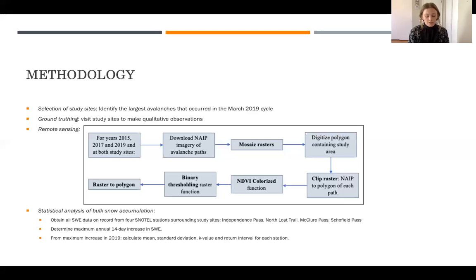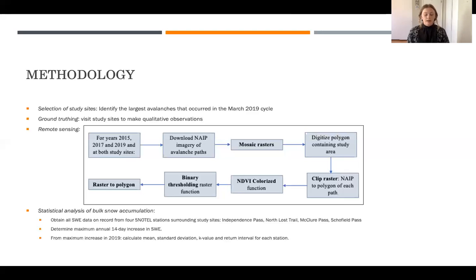The raster images for each site were mosaicked using ArcGIS Pro. I then digitized a polygon surrounding the avalanche path and then clipped the raster to the polygon. I then used the normalized difference vegetation index raster function to measure greenness and relative biomass at each of the study sites for each year.